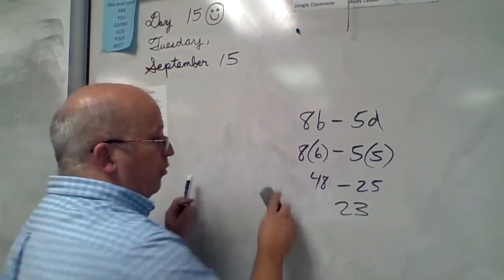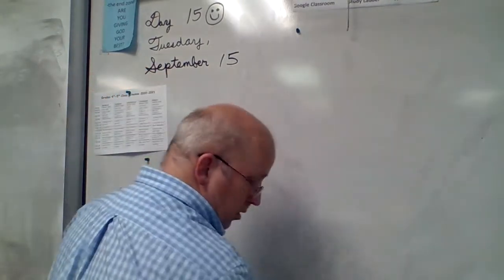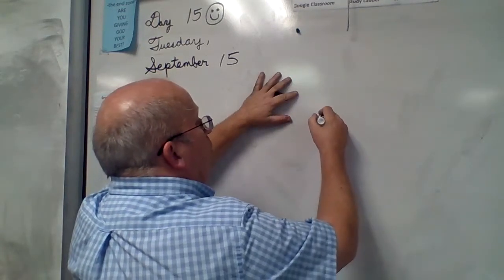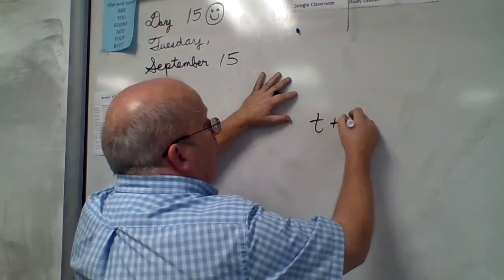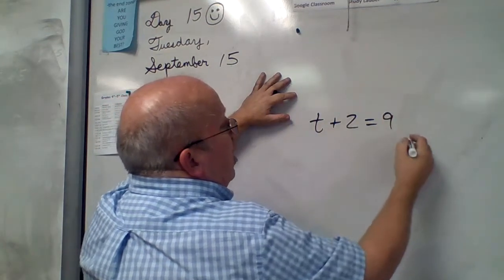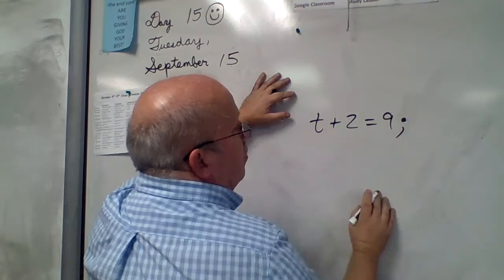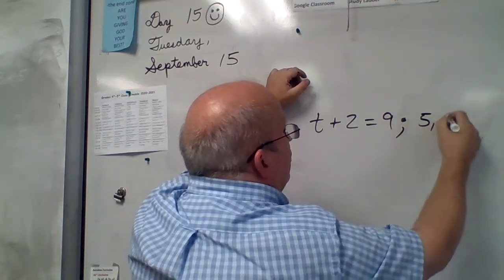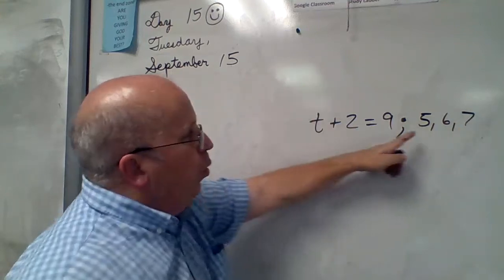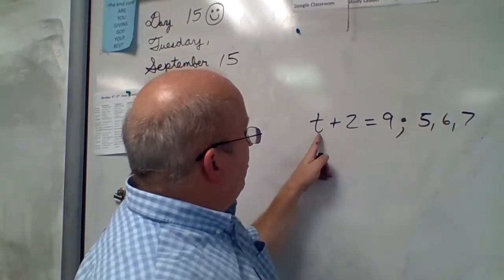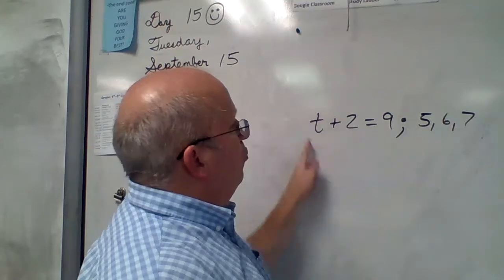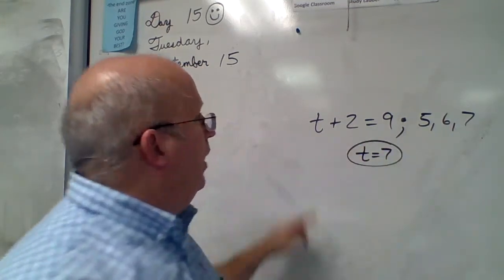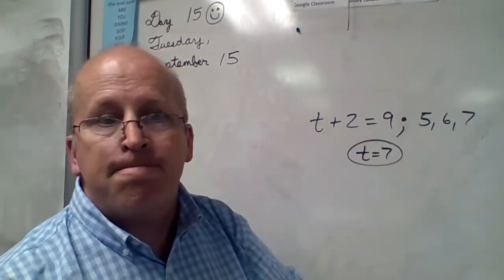Now let's look at 13 and 14. What if I had a problem like 13 and 14 where somebody wrote t plus 2 equals 9, and then they put 3 choices like 5, 6, and 7. Which one of these fits here to make this a true statement? If you said 7, you'd be right. 7 plus 2 is 9.